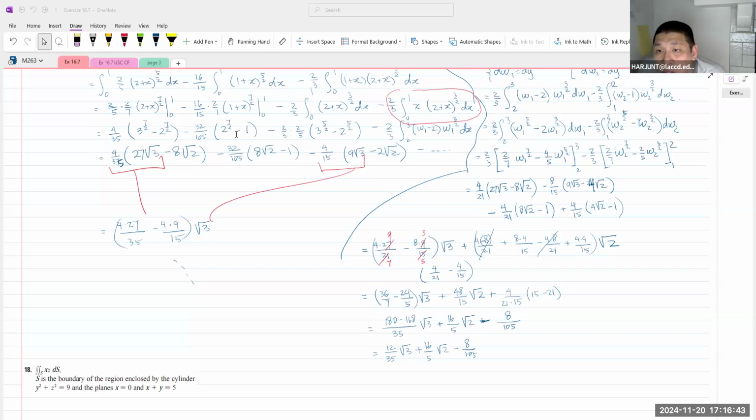Oh, hold on. I just realized something. No. These don't cancel. These two are not canceling. My bad. In fact, because they're the same sign, huh? So 32, 64 over 21. No, they don't cancel. Let me move this a little bit.